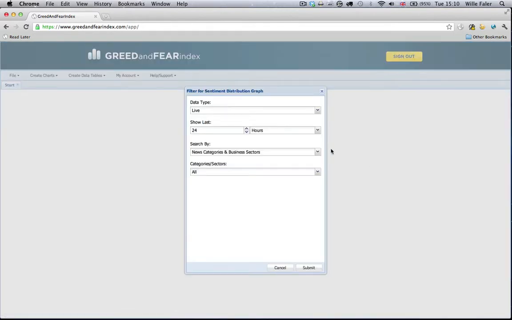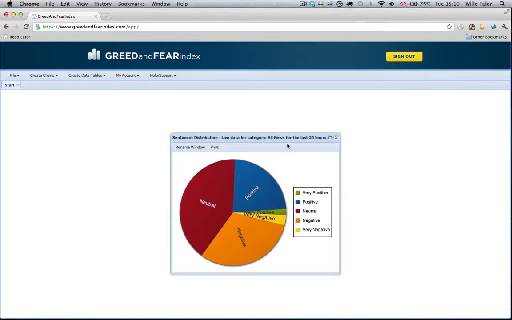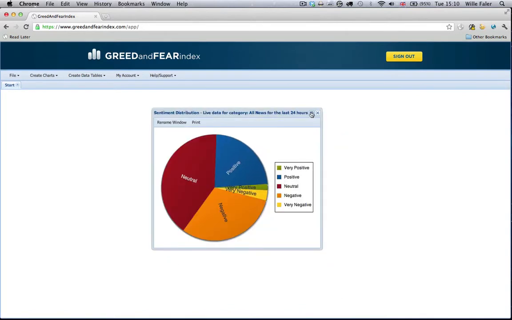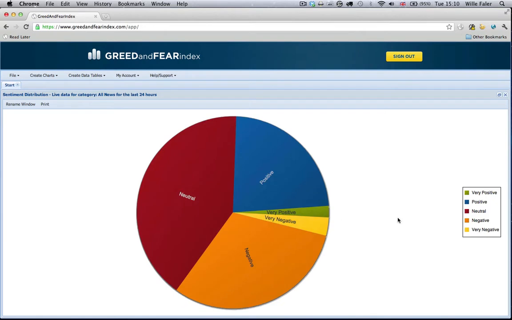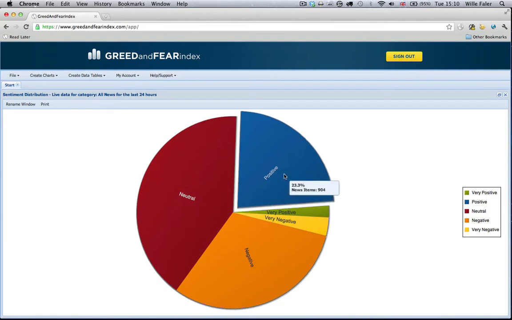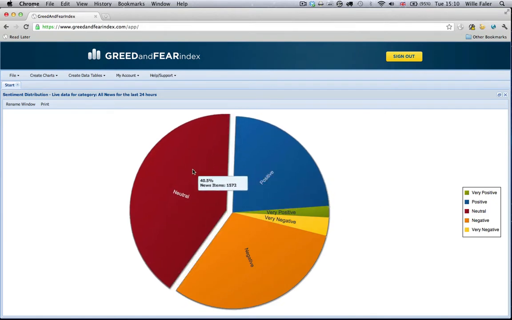We can also look at sentiment distribution. Let's look at sentiment distribution over the last 24 hours in all news over all categories. This is just your regular pie chart. Hover over and you see the percentage, the number of news items.